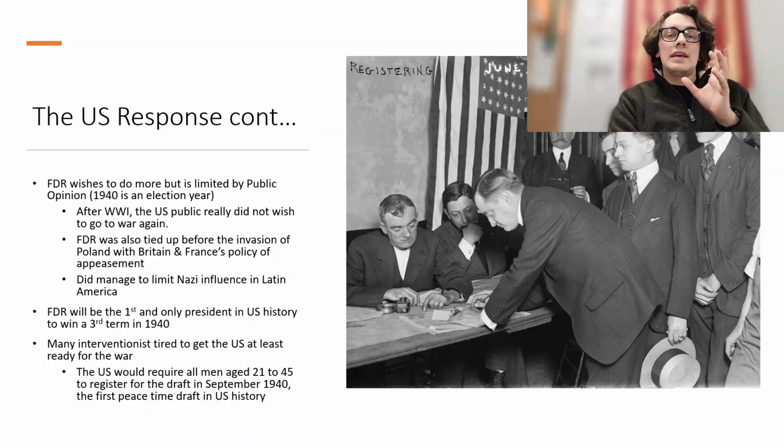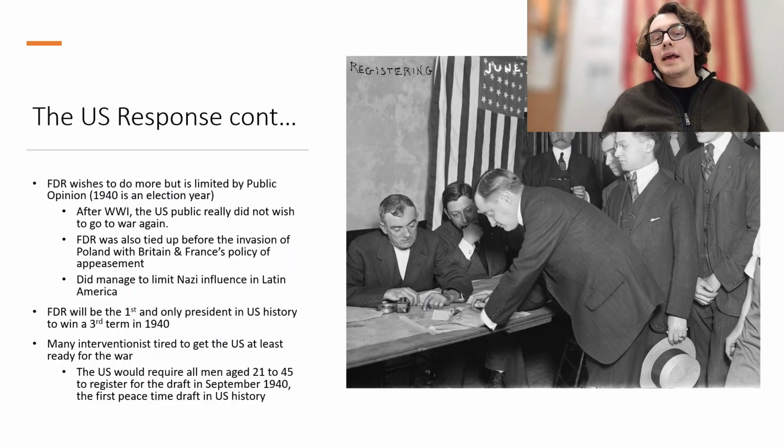Ultimately, the most successful thing he does before the US joins the war in 41 is he does stop Nazi influence in South America. FDR will be elected in 1940 for a third time. He's the only president in American history to win more than 2 terms. He's going to win a total of 4, dying at the beginning of his fourth. Many interventionists are pushing the US to join the war, and by 1940, the US implements a draft for everyone aged 21 to 45. This is the first time in American history that there is a peacetime draft.